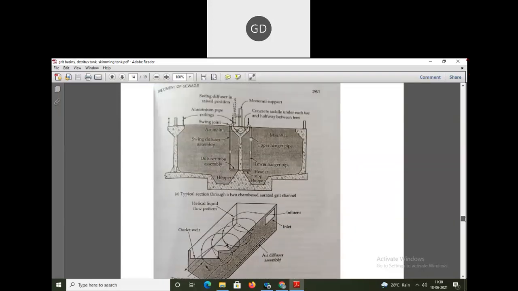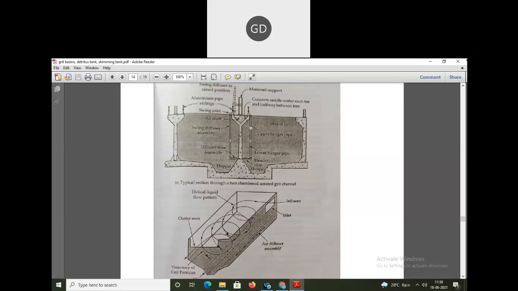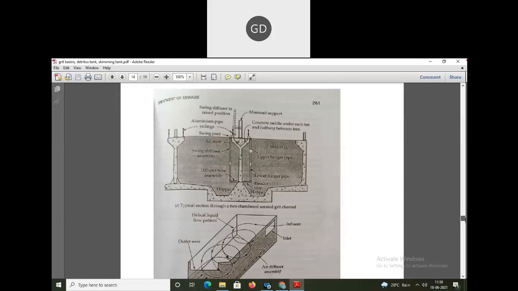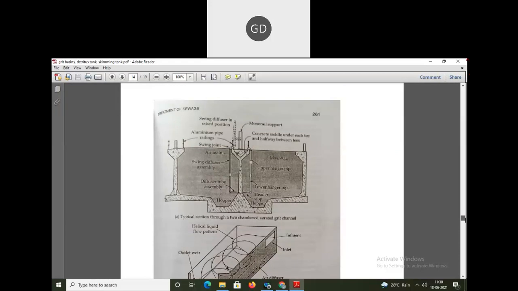Here you can see, this is a hopper, and they have some air diffusers. These are the spiral type of things. And this is the air diffuser assembly. So this is a typical section of this aerated grit chamber.